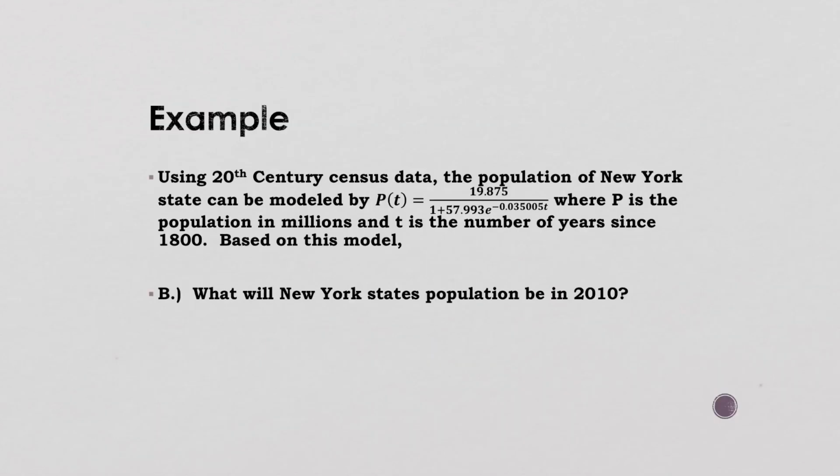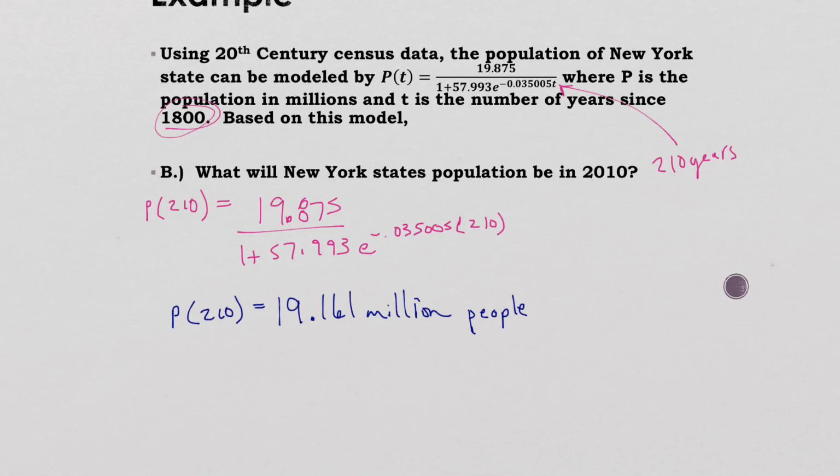Same question now. What will New York State's population be in 2010? Remember, this is all based on 1800. So by 2010, that's been 210 years. So I'm going to plug 210 in for t. If we plug 210 into our function, we see that we have 19.161 million people at the end of 2010.